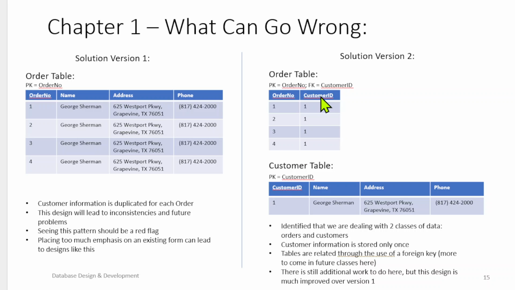So that's why it's called a foreign key, because it's referencing another table, referencing a foreign table. So that's the information here. And again, this is all about not repeating data.